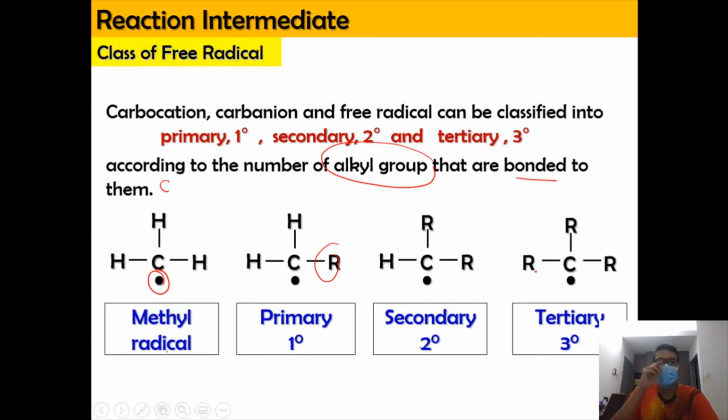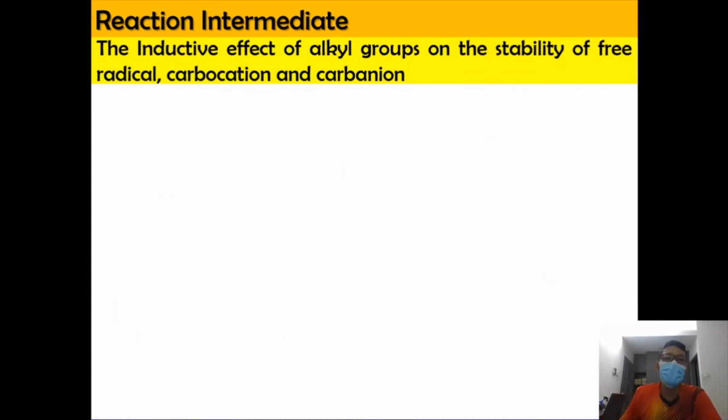All right. Now we're going to look into the inductive effect of the alkyl group. So the one that is bonded just now, which is methyl radical, methyl, primary, secondary, and tertiary, on the stability of the intermediate just now. Okay, so we're going to see the effect of the alkyl group.